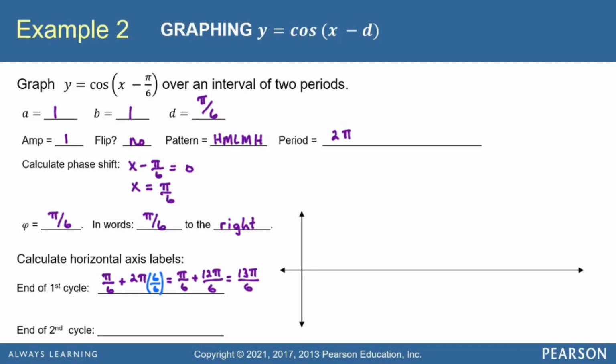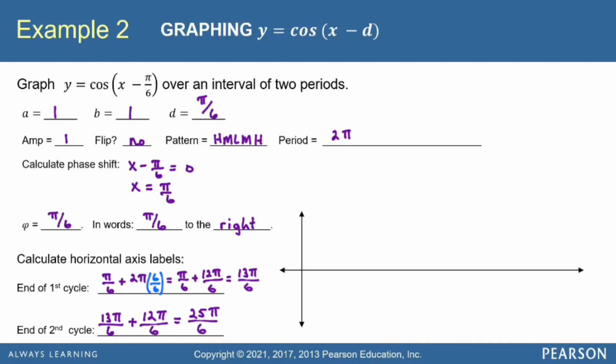Now for the second cycle, we're starting at 13 pi over 6, and we're adding another period to that. So we're adding another 2 pi, but we already know that with the common denominator in place, we're adding 12 pi over 6. And now 13 pi over 6 plus 12 pi over 6 is 25 pi over 6.